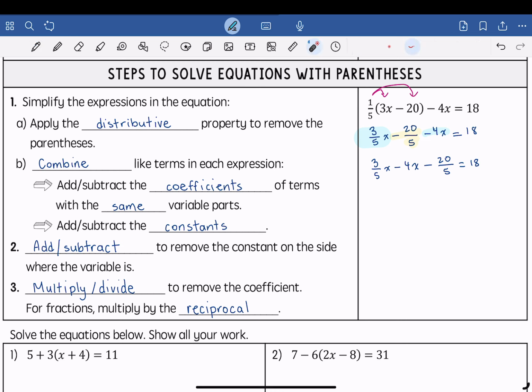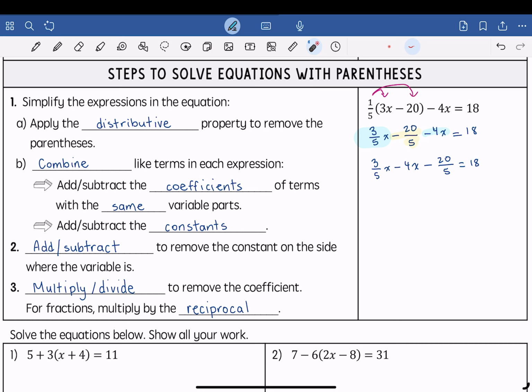So now I have two terms here that are like terms because their variable parts, which are the x and x, are exactly the same variable with the exact same exponent, the invisible exponent of 1. So I'm going to now add two coefficients together. So now if we look at the two coefficients, one is 3 over 5 and the other is 4 over 1. So in order to add and subtract fractions, I need to have the denominator be the same. So I'm going to turn the 4 coefficient, or negative 4, into an equivalent fraction so that my denominator is 5.